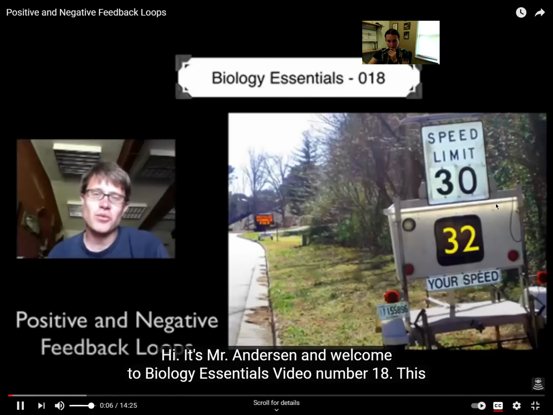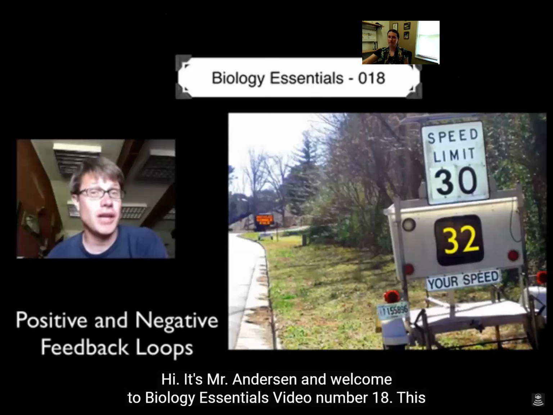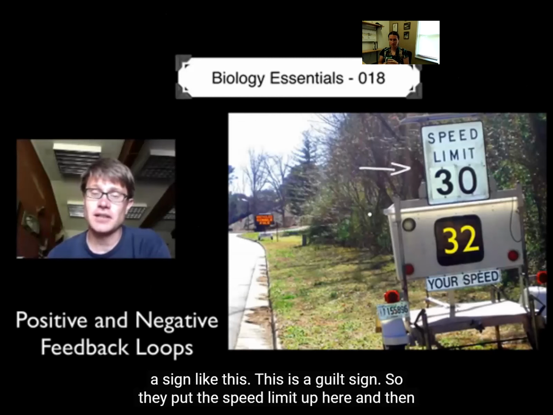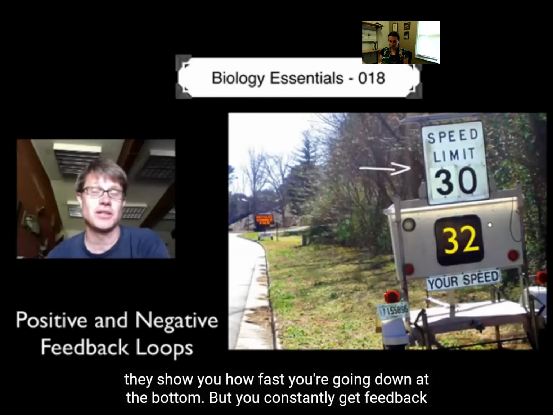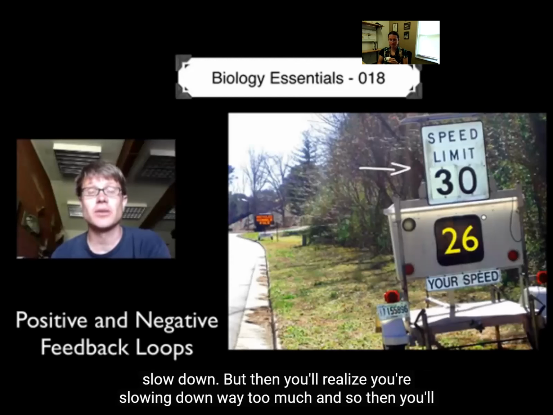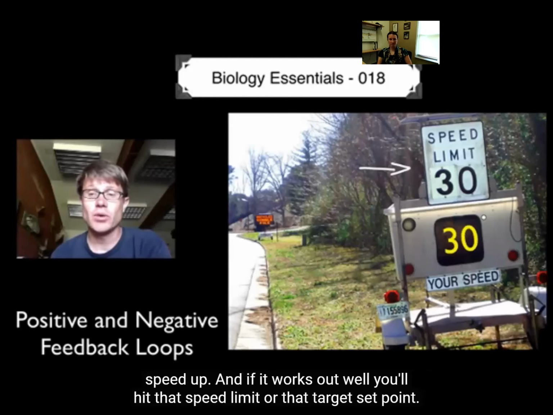Hi, it's Mr. Anderson, and welcome to Biology Essentials video number 18. This is on positive and negative feedback loops. If you've ever driven, you've probably seen a sign like this. This is a guilt sign. So they put the speed limit up here, and then they show how fast you're going down at the bottom. But you constantly get feedback as far as your speed goes. So you will see that you're going a little fast, and so you'll slow down. But then you'll realize you're slowing down way too much, and so then you'll speed up. And if it works out well, you'll hit that speed limit. Or that target set point.